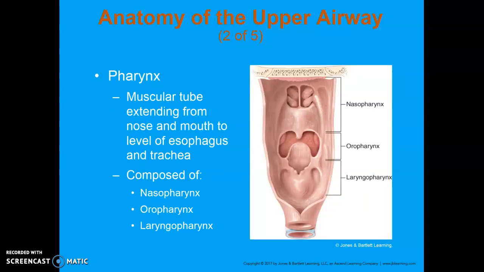Here's an overall look of your pharynx. You have your nasopharynx there at the top. It's behind your nose. You have your oropharynx, which is behind your mouth, and then your laryngopharynx, which includes the bottom portion of the pharynx and the top portion of the larynx.